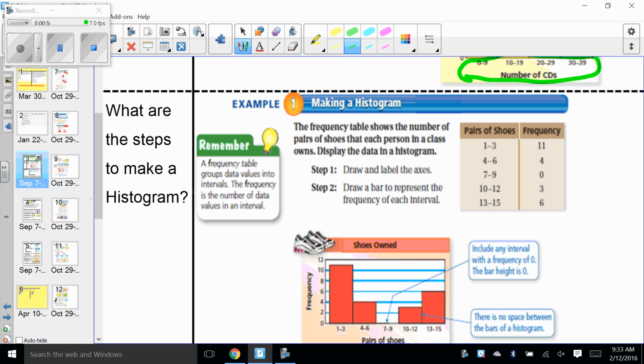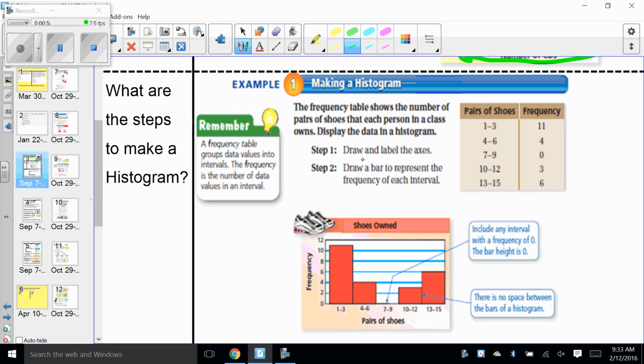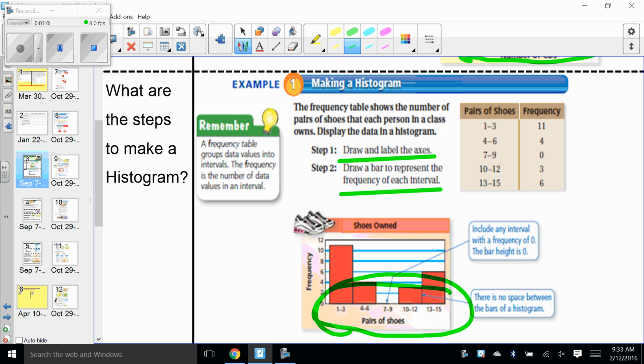So what are the steps to making a histogram? You don't have to take any notes on this part. I have this labeled for you. First, you have to draw and label the axes, just like you would for a bar graph. And then you're going to draw a bar to represent each interval. You would set up the intervals just like this, equally spaced intervals.